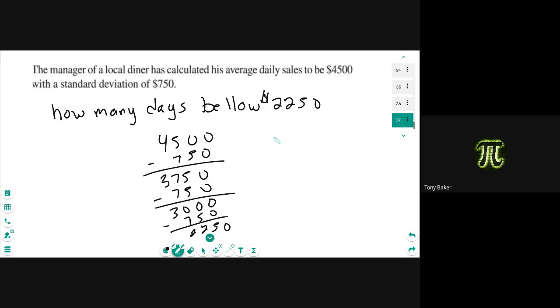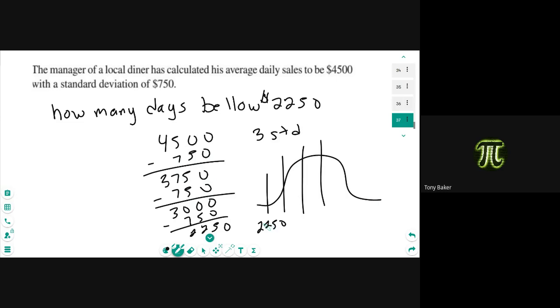Okay, so it's 3 standard deviations, right? Oh, I thought you said below 2. That's right. So let's look at our bell curve. So 1 standard deviation, 2 standard deviations, 3 standard deviations. So 2,250 is here, correct? So we're looking at that amount right over here. So this is 99.7%, right? So how much is over in this spot here? Like 0.15. Yes. It's 0.15%.